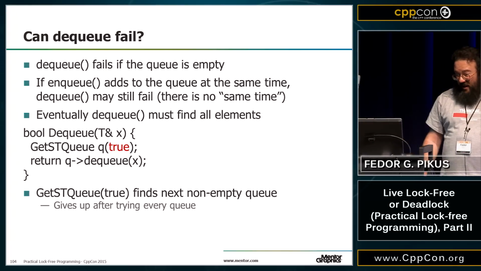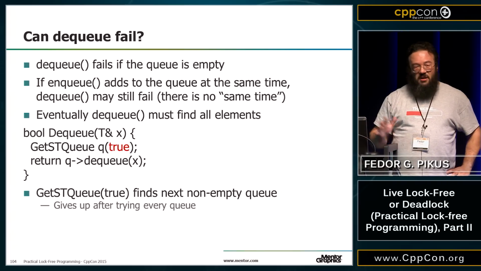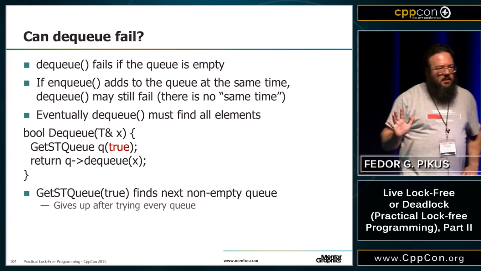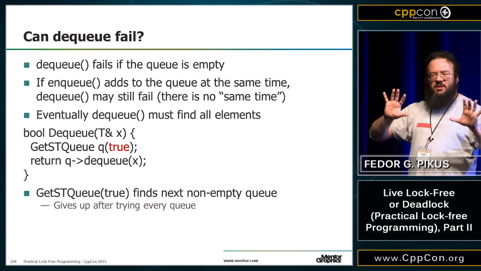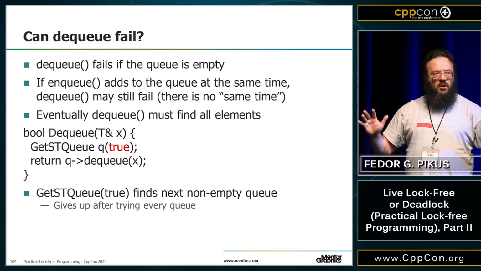Well, dequeue fails if the queue is empty. Dequeue can also fail if it currently cannot acquire exclusive ownership. That's okay. If the queue is in flux, you may get the answer that right now it's empty. You try again, it may not be empty.